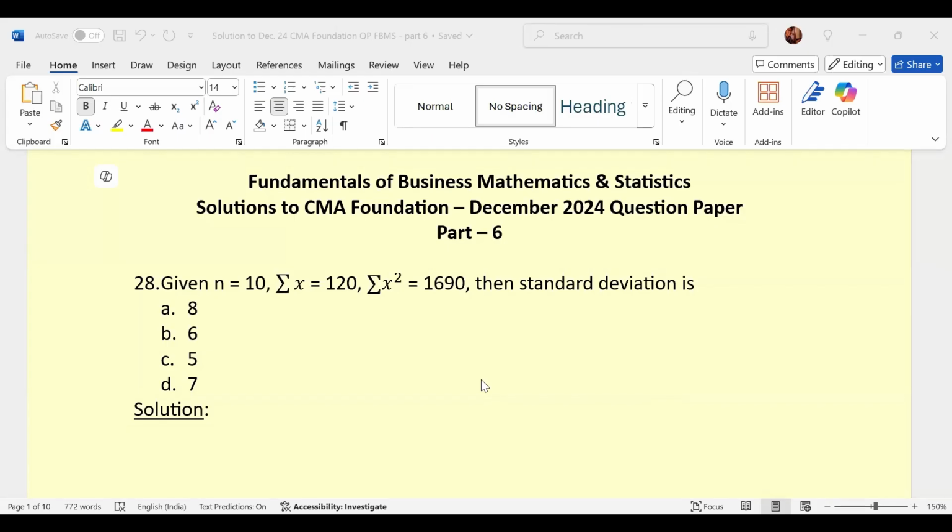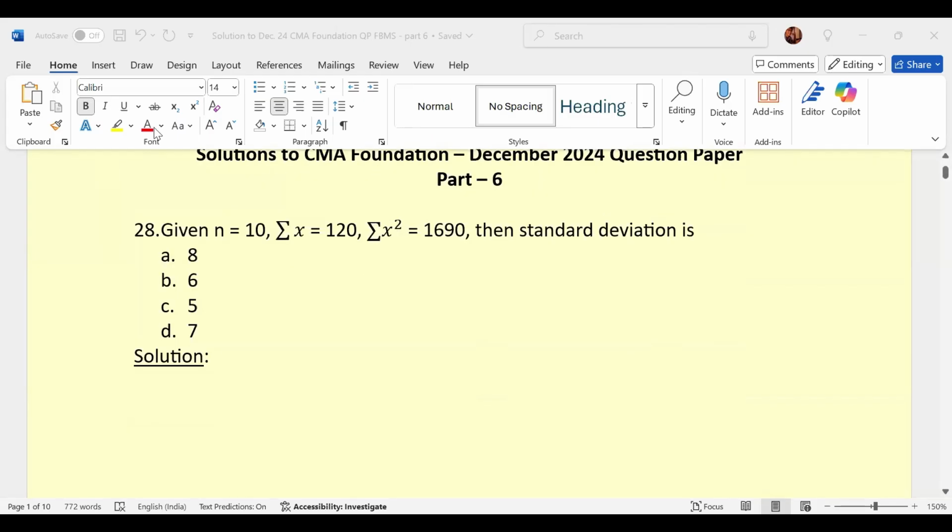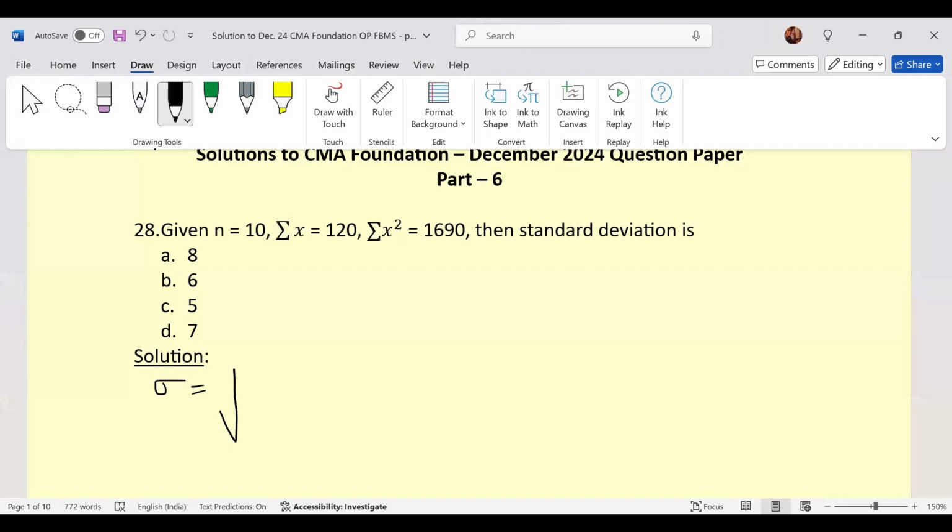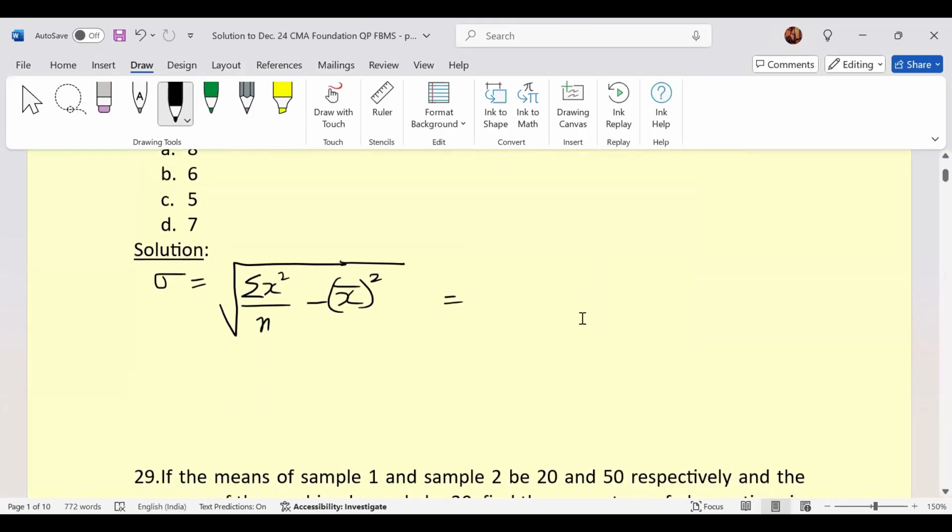Given n is equal to 10, summation of x is equal to 120, summation of x square equal to 1690, then what is the standard deviation? The formula will be the square root of summation x square divided by n minus x bar, the whole square. Here, summation x is given already, so our x bar will be sum x by n. Sum x is given as 120, n is given as 10. So x bar is 12.